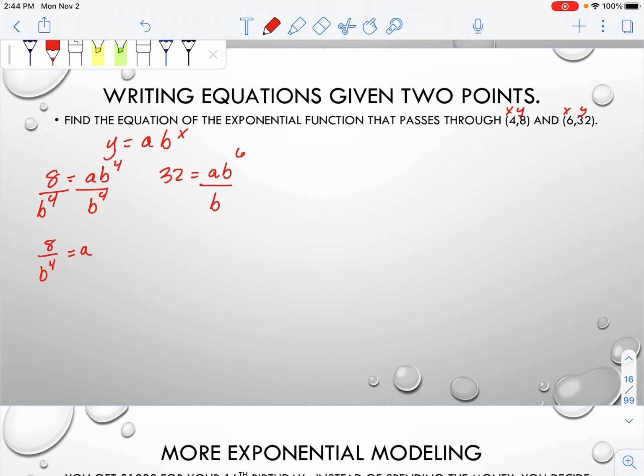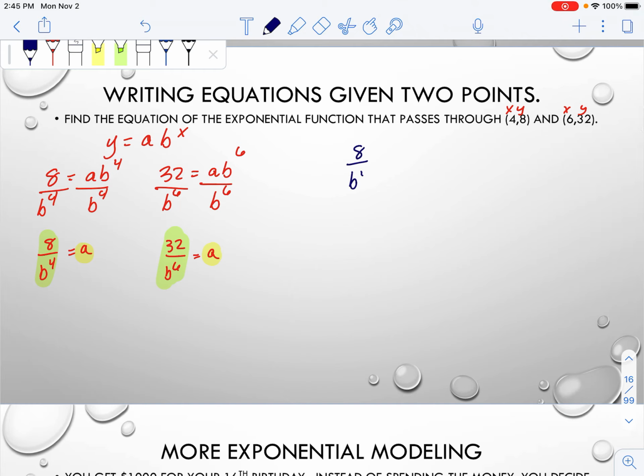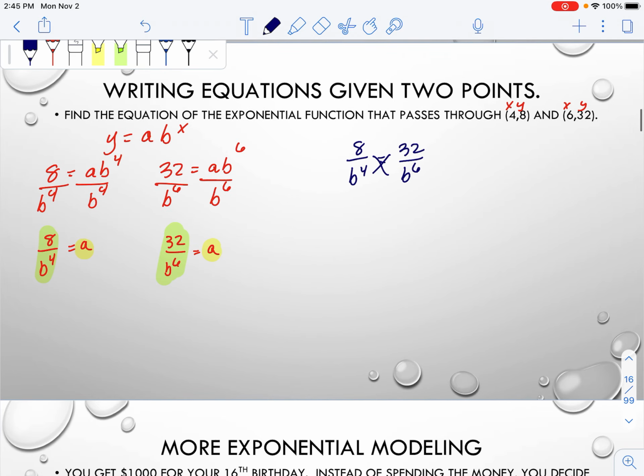And same thing here, divide by b to the sixth power. And I get 32 over b to the 6th equals a. And since both of these are solved for a, then I can just set these two equal to each other and solve. Okay? So I'm going to set my a's equal to each other. And then I'm just going to cross multiply.